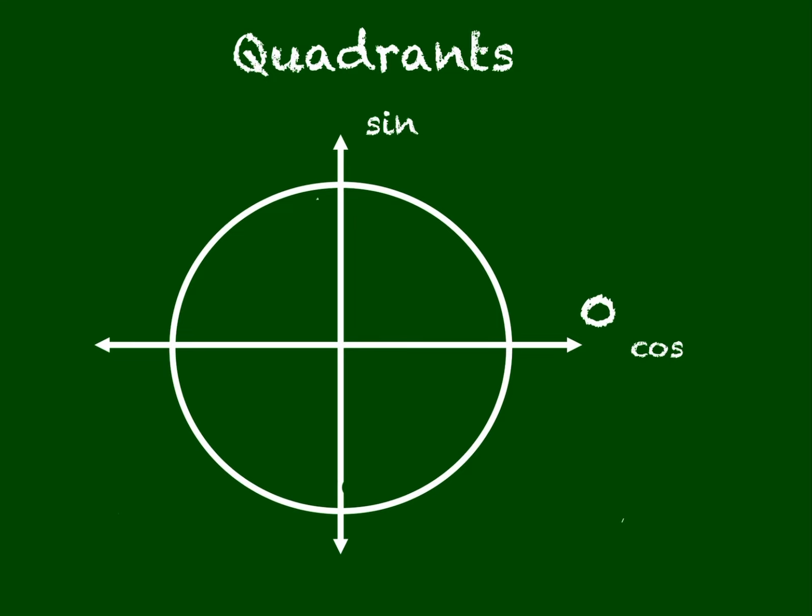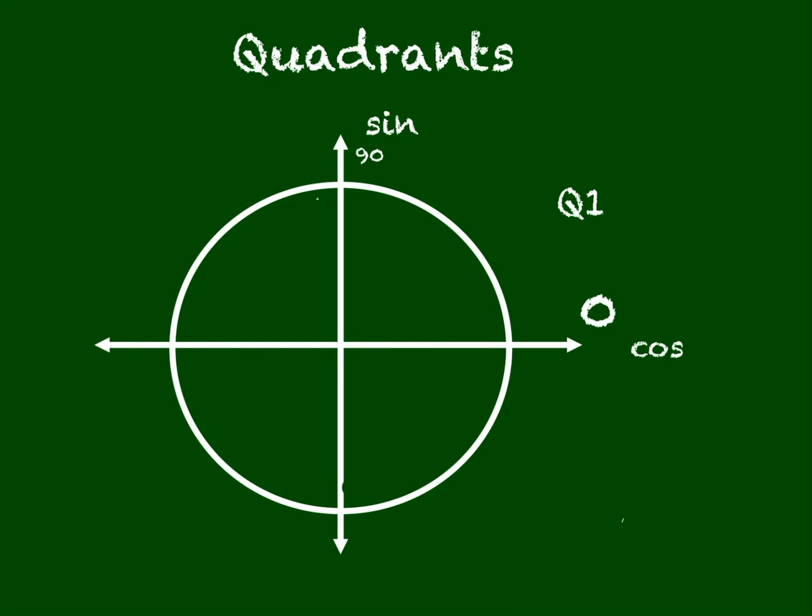As you know, we generate the angle from the x-axis in the anti-clockwise direction. Here is the 0 point, and when you move to the sine axis, or the y-axis, we generate 90 degrees. When we complete the first region, it's called the first quadrant.